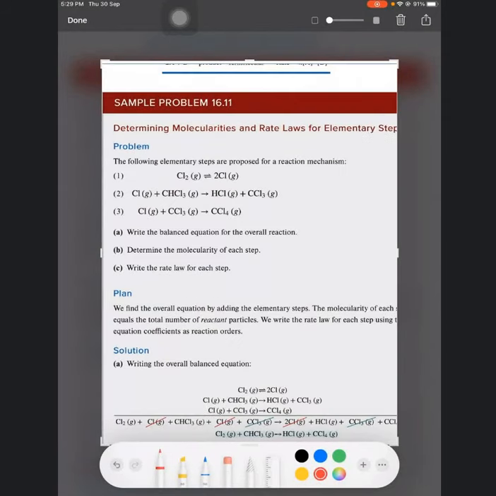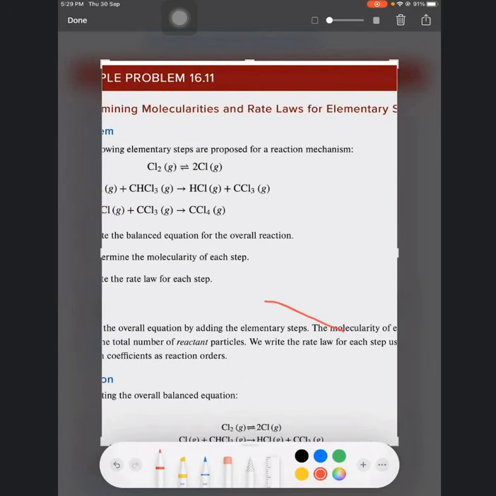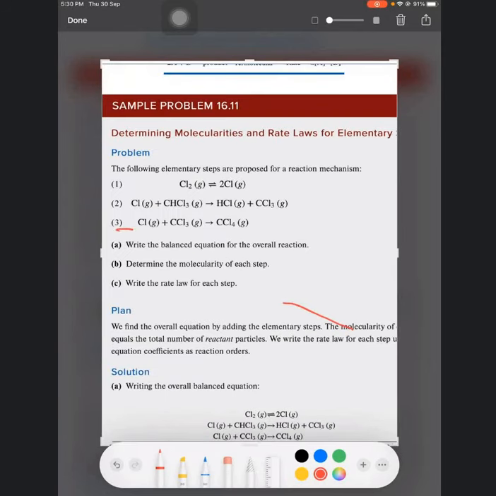So soalan pertama, dia kata write balance equation for the overall equation. Macam mana kita nak dapatkan jawapan dia? Kita kena totalkan. Okay, we must sum up the elementary steps. So, can you please tell me species apa yang kita boleh cancelkan? CCl3. Yes. Kita boleh cancel CCl3.